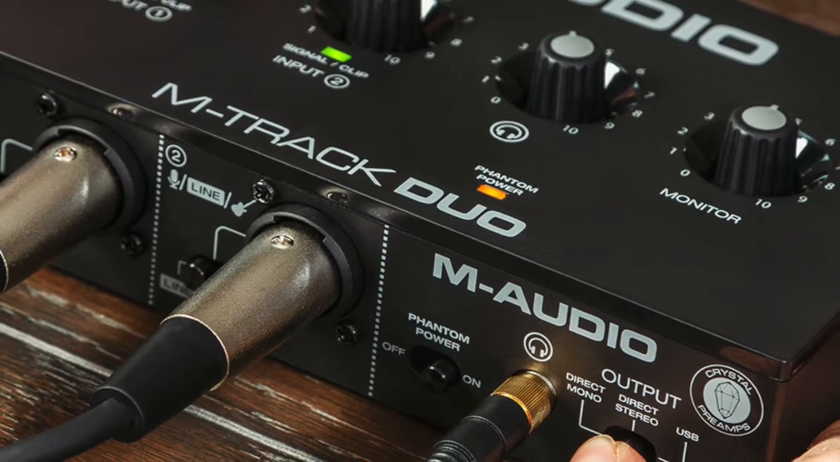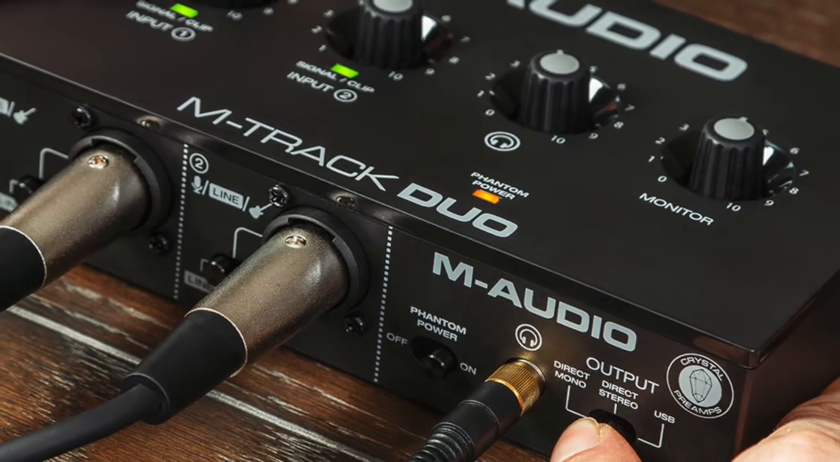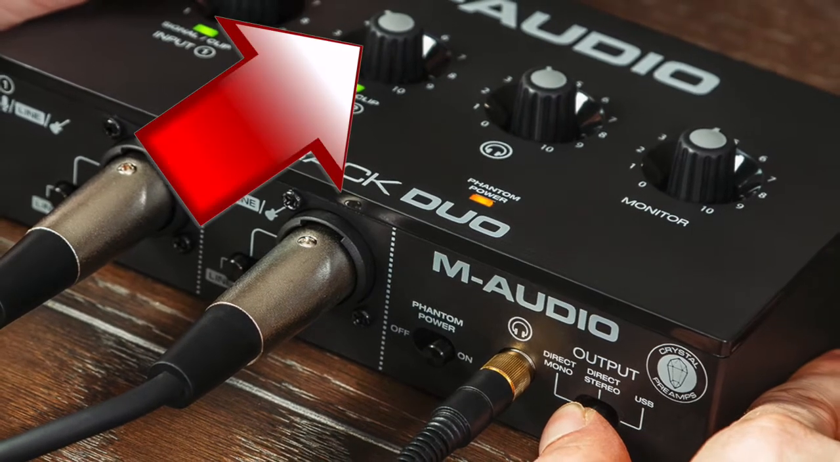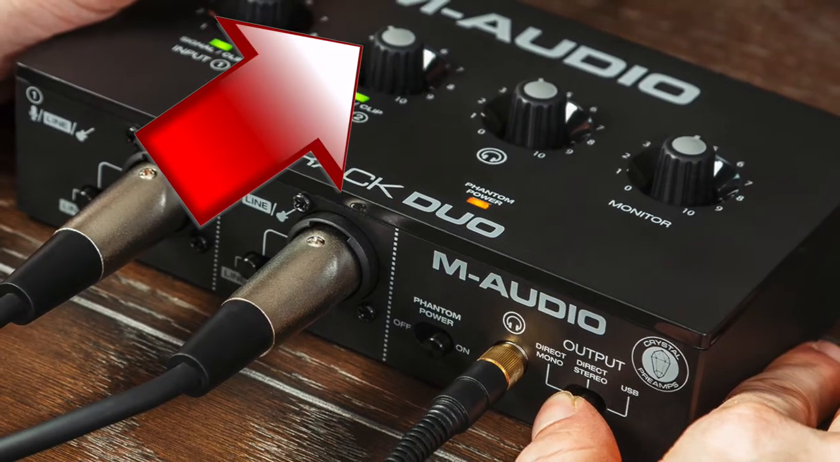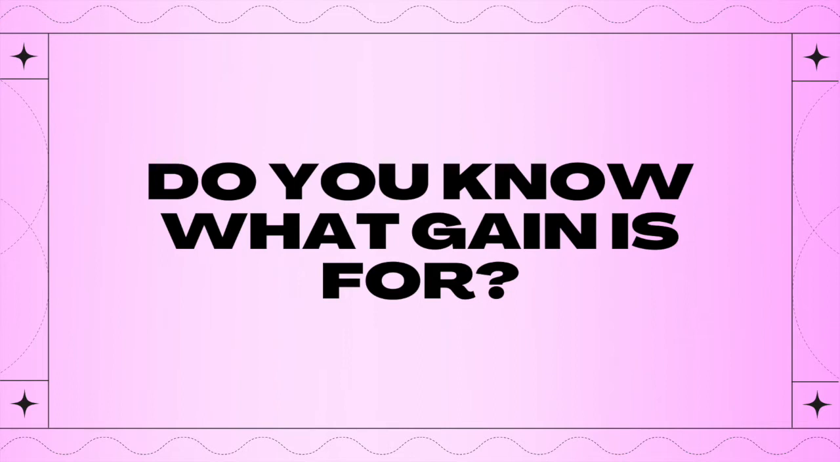If you look at your interface where you connect your microphone, you're going to see a little knob. That knob is called gain. Do you know what gain is for? Gain just means that you're gaining voltage. So every time you move your knob, you either gain or lose more. How do we determine that?